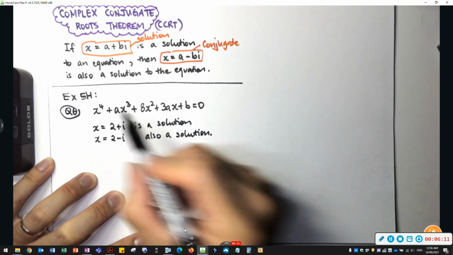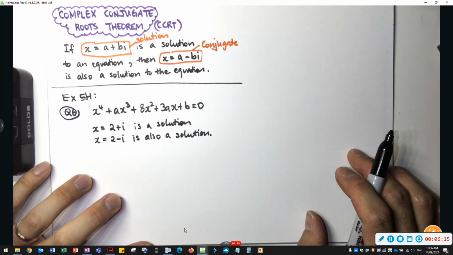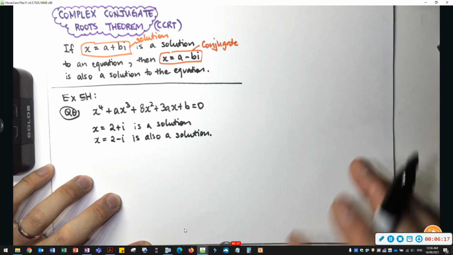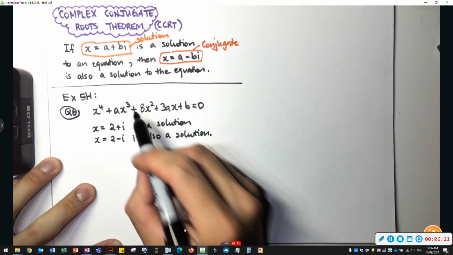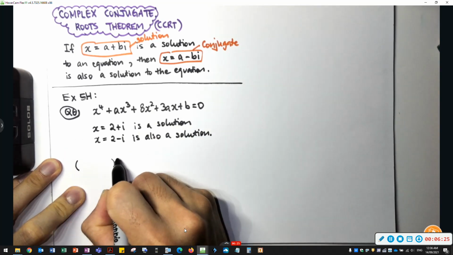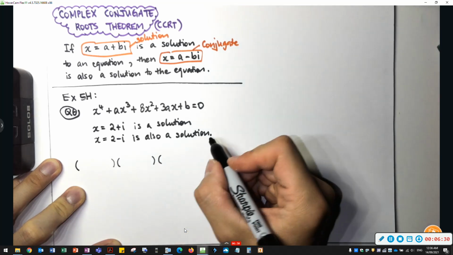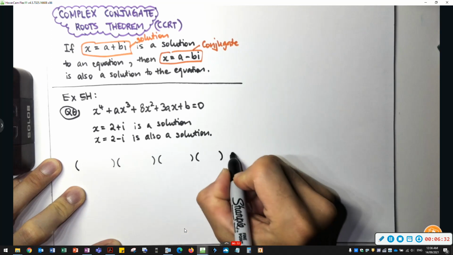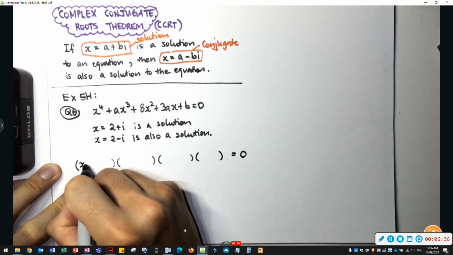Now, because this is a quartic, I'm missing 2 solutions. I don't know what the other 2 are. So we're going to factorize these solutions, write it in brackets form. So I know that there will be 4 brackets equal to 0. So we're going to write x minus each of these solutions.